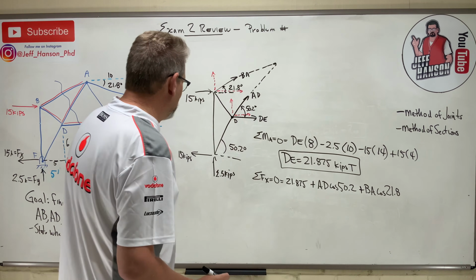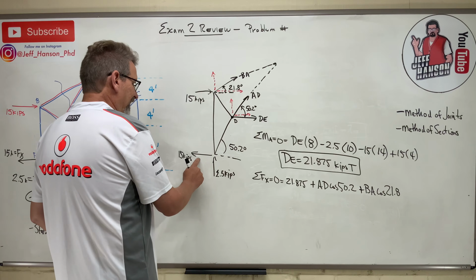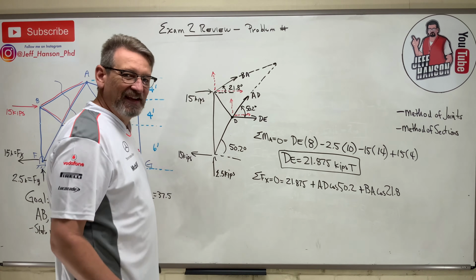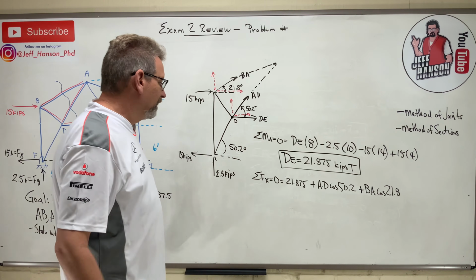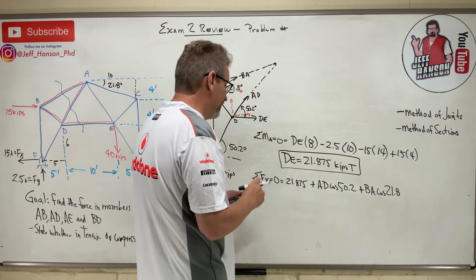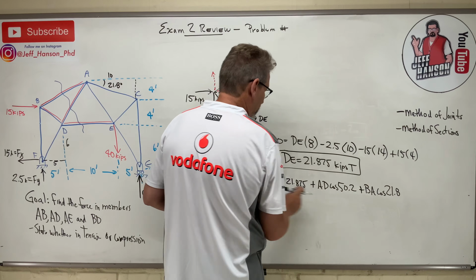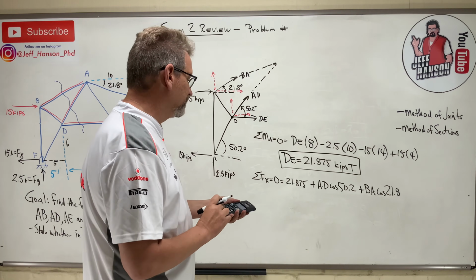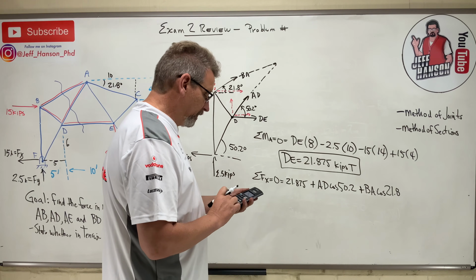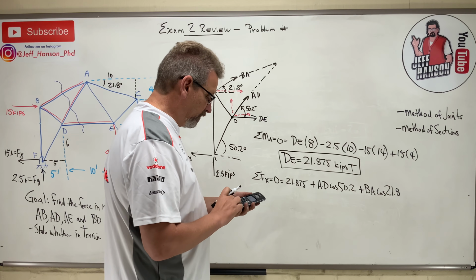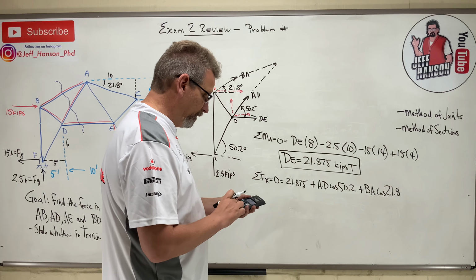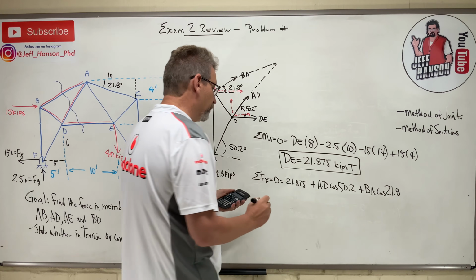In the x direction, anybody else? Net minus 15 plus 15. That's gone. Okay, so let's simplify that a little bit right there. One of those is backwards, right? Plus equals 0. Okay, the cosine of 50.2 is 0.640.